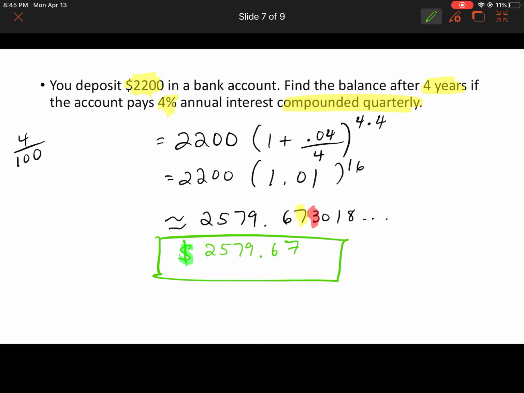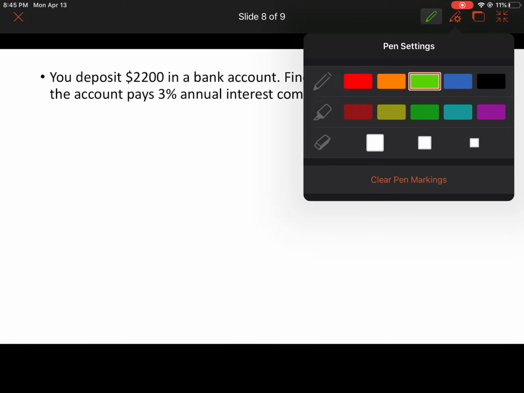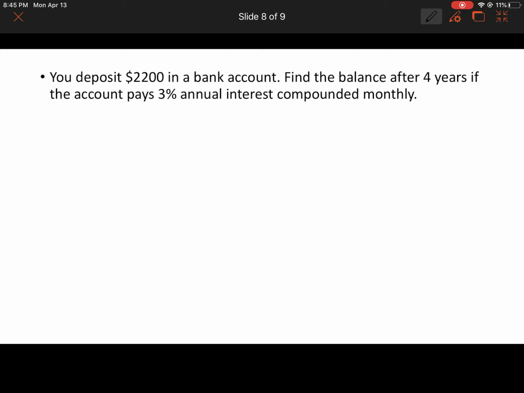Hopefully you have one more slide at least. Yes, of course. You deposit $2,200 into a bank account. Find the balance after 4 years if the account pays 3% annual interest rate compounded monthly. For this one, let me highlight the important stuff again. You started off with $2,200. You still want to do this for 4 years. You have a 3% interest rate, and you're compounding it monthly.